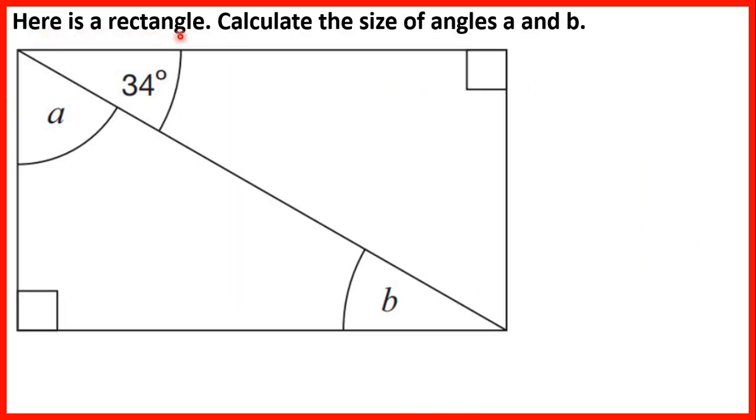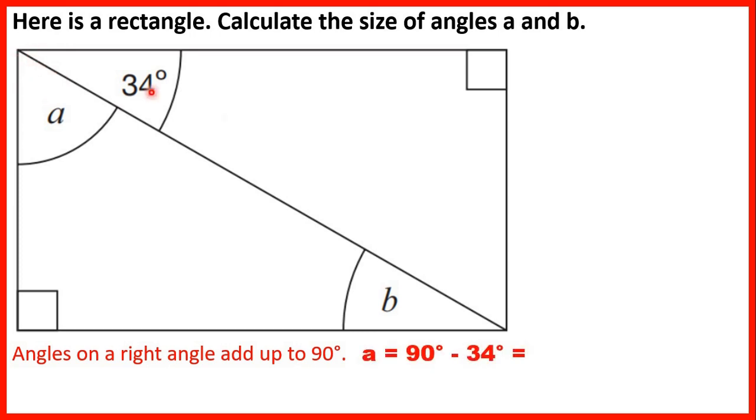Here is a rectangle. Calculate the size of angles A and B. So the corners of a rectangle are always right angles, and angles on a right angle add up to 90 degrees. So that means 34 degrees plus angle A needs to make a total of 90. So if we subtract 34 from 90, we get 56. So angle A is 56 degrees.